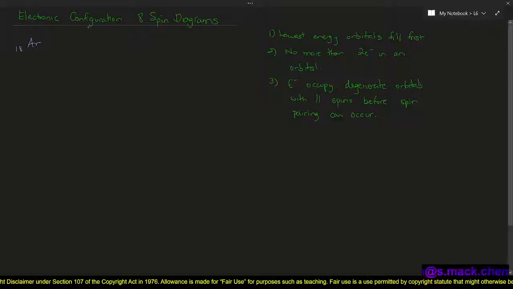Before we go into writing our electronic configuration, I just want to come to the right here and list our orbitals in increasing energy. So we have 1s, 2s, 2p, 3s, 3p, then we have the 4s, followed by the 3d. So let's figure out what's happening with our electronic configuration for argon.